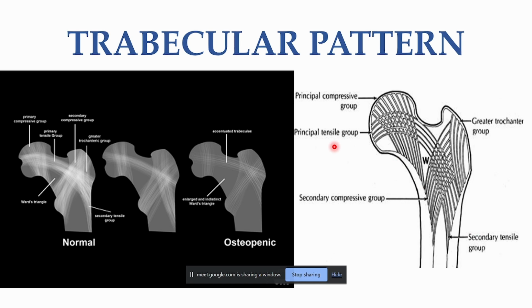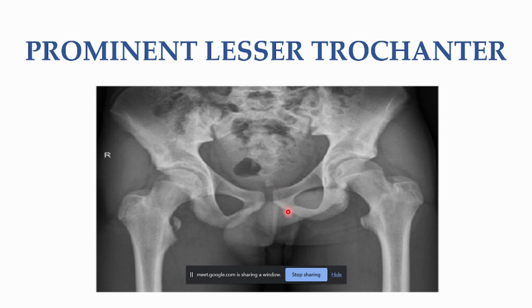The following diagram shows a trabecular pattern. The trabecular lines inside the femur are mostly arranged into the compressive and the tensile groups, and they form Ward's triangle. If Ward's triangle is enlarged and distorted, then we can suspect a femoral neck fracture. Also, we can see that the trabeculae are slightly accentuated and bent. This can be indicative of femoral neck fracture. The next diagram shows a prominent lesser trochanter. This can mostly be seen due to the external rotation of the shaft of the femur.